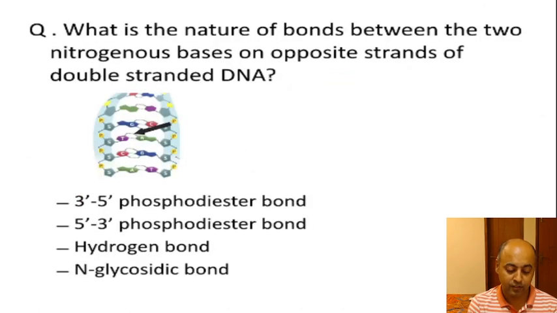Okay, look at the structure. What is the nature of the bond between the two nitrogenous bases on opposite strands of double-stranded DNA? You have already done this question just now. The answer in this case is again the hydrogen bond. So you can see image-based questions can also be asked from simple straight one-line questions. They can be converted into image form by showing the information in the form of an image. We get the double-stranded DNA held together by hydrogen bonds.